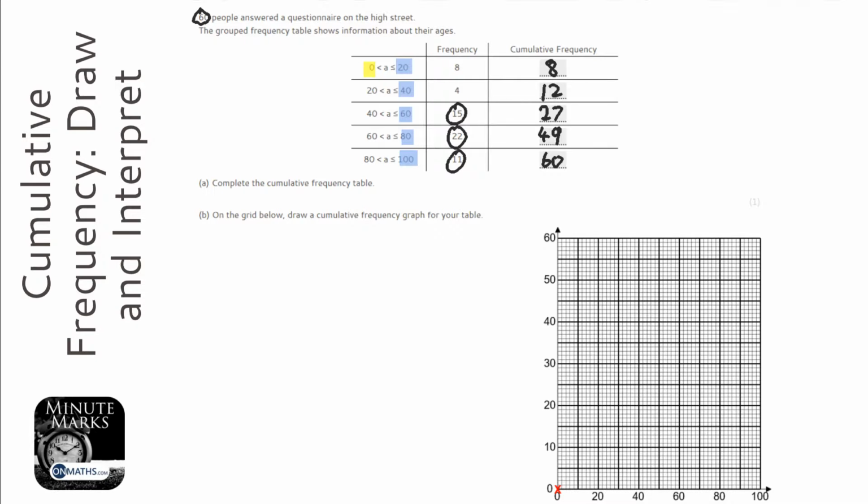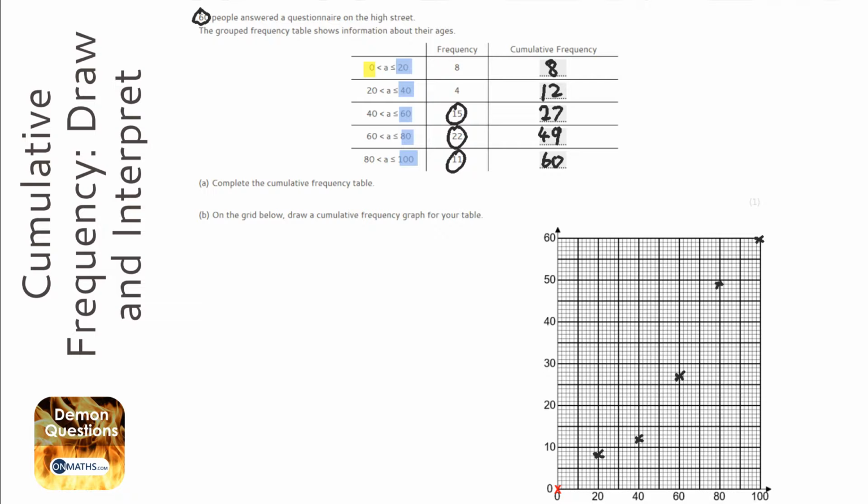So we're going to start off with 0, 0, which is plotted for us. Then we're going to plot 28, which is there. And then we've got 40, 12. So 12 would be there. Then we're going to plot 60, 27, which will be there. And 80, 49, which is there. And 160, which is there. And be careful, because the last value is not always going to be the top of the cumulative frequency graph.